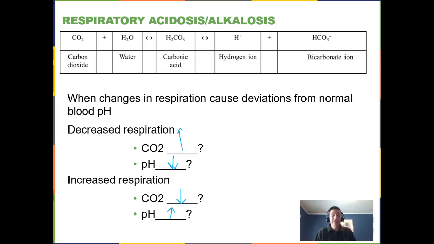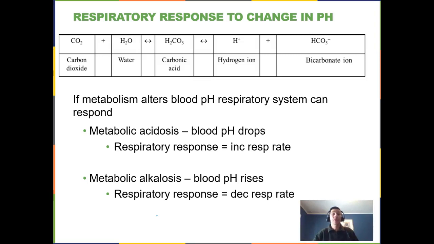So that is how your respiratory system can alter your pH and drag it out of the normal range. Then we need to consider what happens when your breathing is normal, but your metabolism changes, and then your respiratory system is going to have to change to restore proper blood pH.